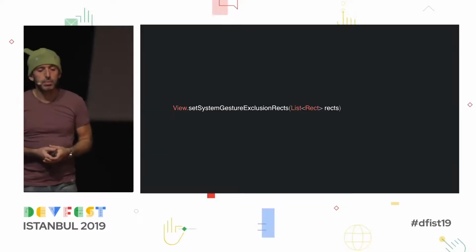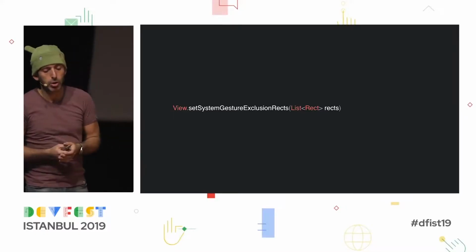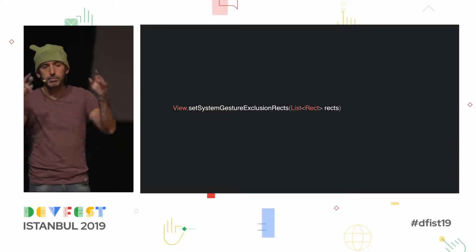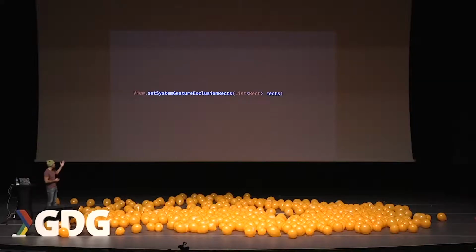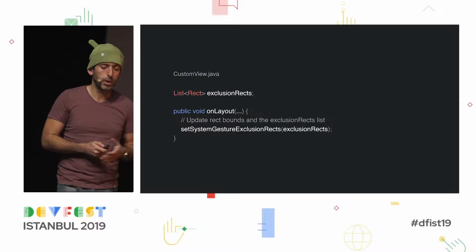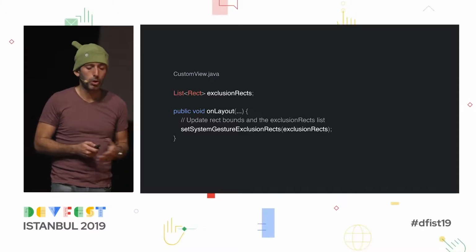The API is pretty simple. You basically need to call the setSystemGestureExclusionRects API with the size of the rectangle over your view. And this call needs to be done on layout and on draw in your custom views.